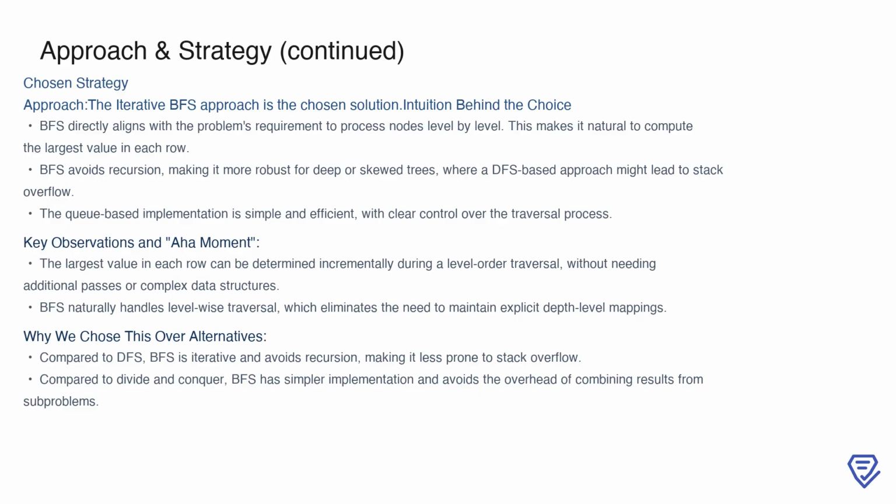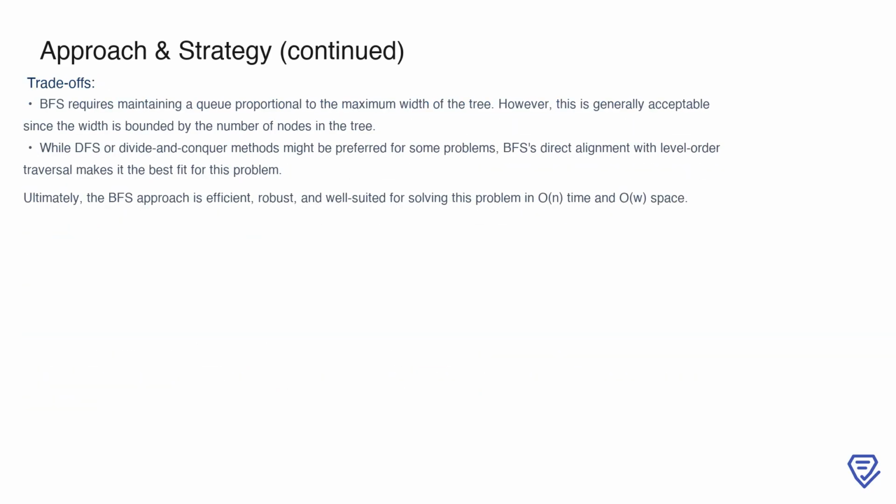And when compared to the divide and conquer approach, BFS is simpler to implement and avoids the overhead of combining results from subproblems. While BFS does require maintaining a queue proportional to the maximum width of the tree, this trade-off is generally acceptable as the width is naturally bounded by the number of nodes in the tree. Although DFS or divide and conquer might be preferable for certain types of problems, BFS's direct alignment with level-order traversal makes it the optimal choice here.